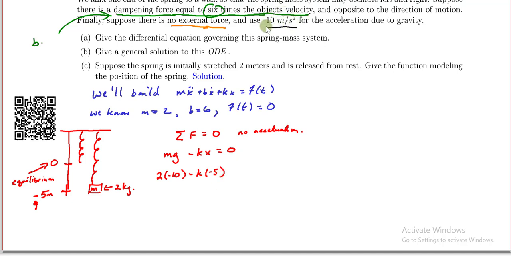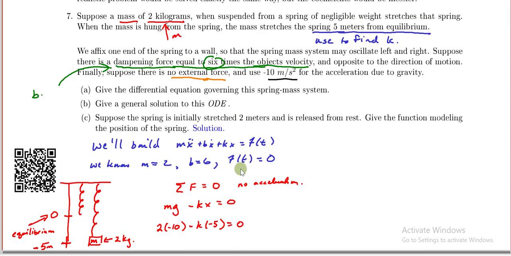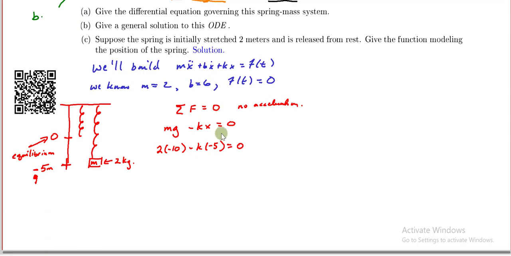If I was using positive 10 meters per second squared for the acceleration due to gravity, and I was thinking of downwards as positive, then I would count this as positive 5, and I would have to adjust these 2 values accordingly. Remember, folks, if ever you get to your system that you're trying to build, this mx double dot plus bx dot plus kx is equal to your forcing function, make sure that these coefficients come out to have the correct sign. Okay, so this would give me minus 20 plus 5k is equal to 0, and I'm able to solve now for k, and we get that k is equal to 4.